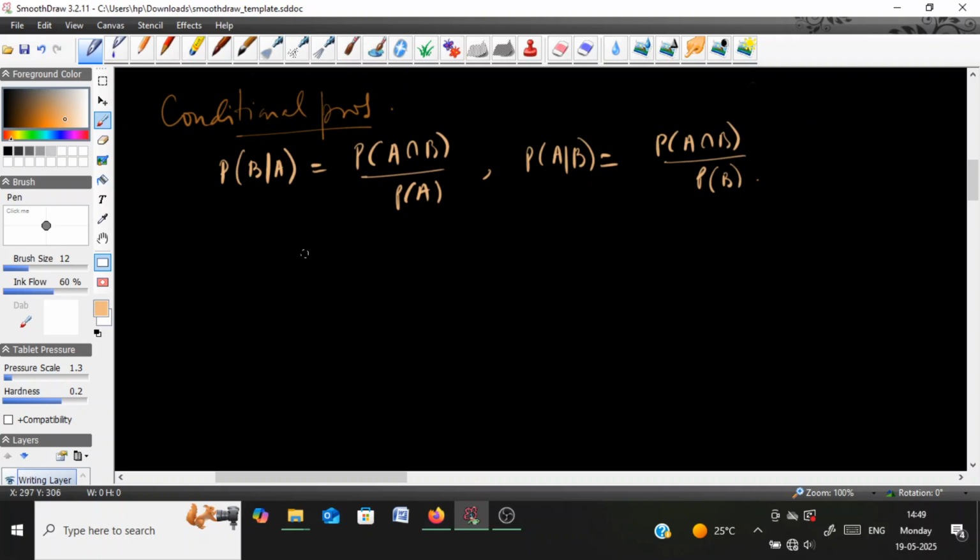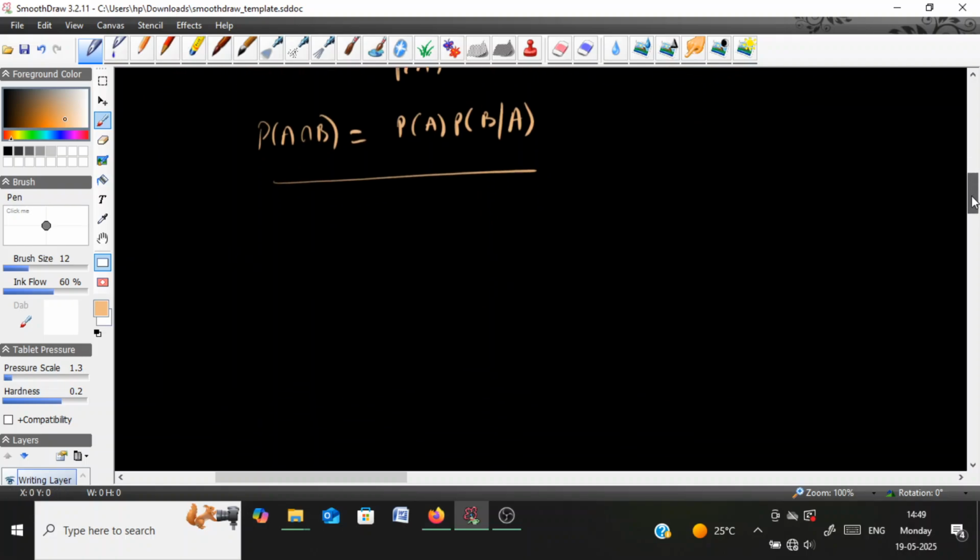Or you can also say that the probability of A intersection B can be written as probability of A into probability of B given A. Okay. In that case, we have seen that the probability of one event can be affected or influenced by whether the second event has occurred or not. Okay.